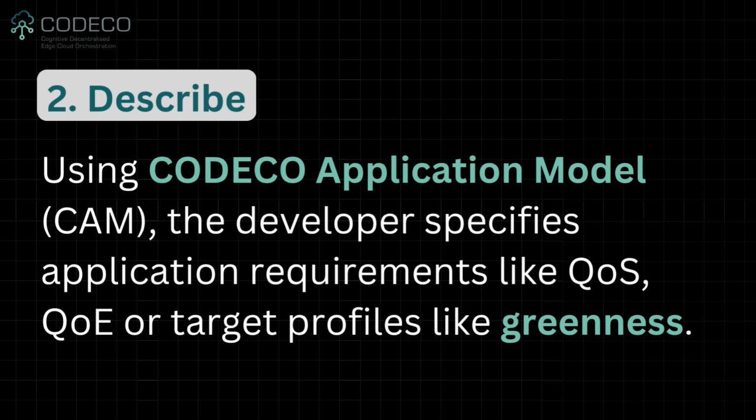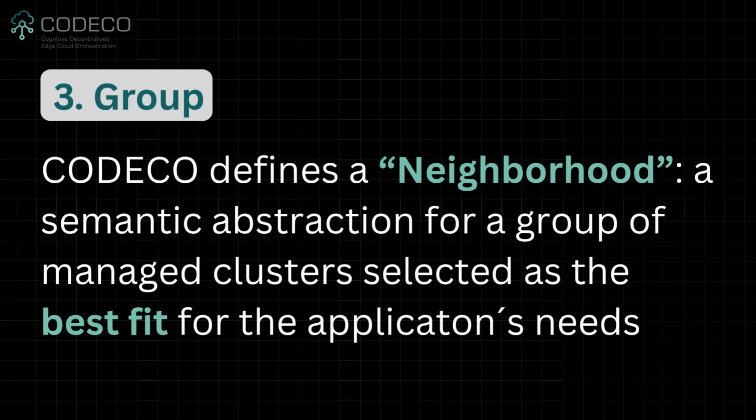Okay, step 2, describe. This is where the developer uses something called the CODECO application model to write the sheet music. They tell the conductor exactly what they need. They can say, hey, I need really low latency for this part, but they can also set other goals. And this is really cool. They can tell CODECO to prioritize greenness, for example. The system will then automatically try to run the app on the most energy-efficient hardware it can find. How smart is that?